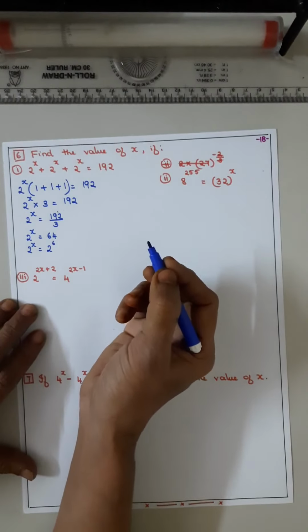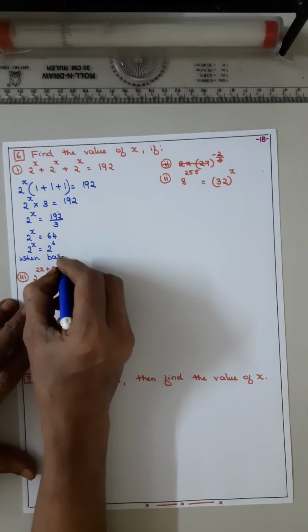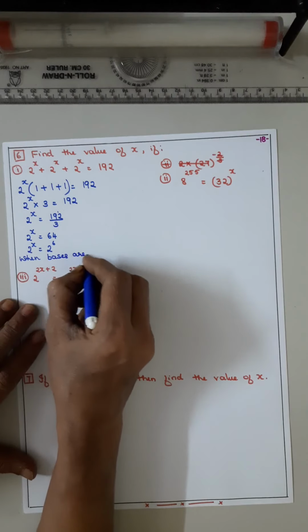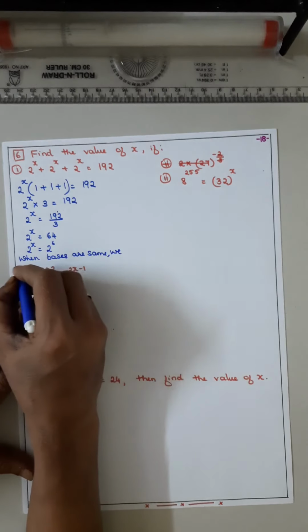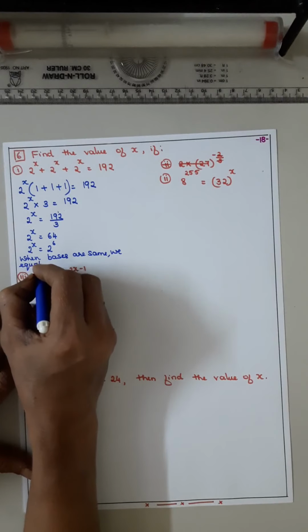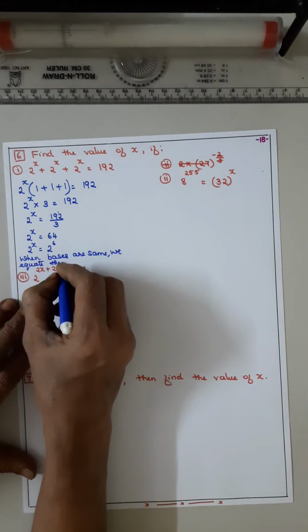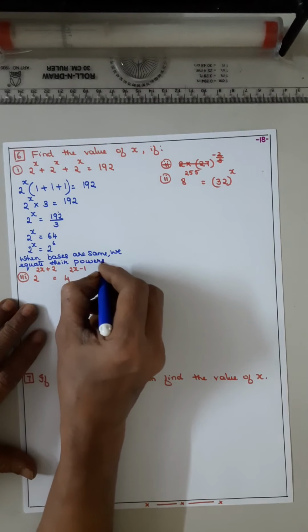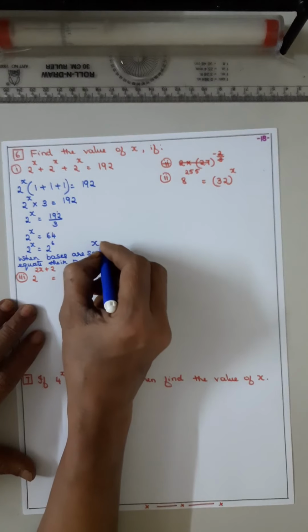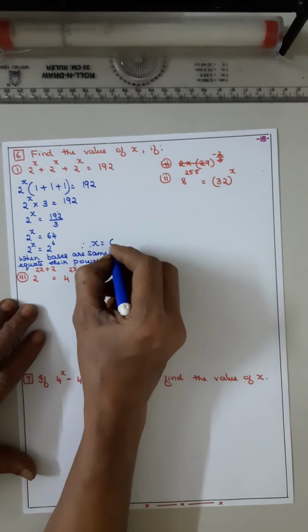Isn't it? So you will write, when bases are same, we equate their powers. That means x is equal to 6.